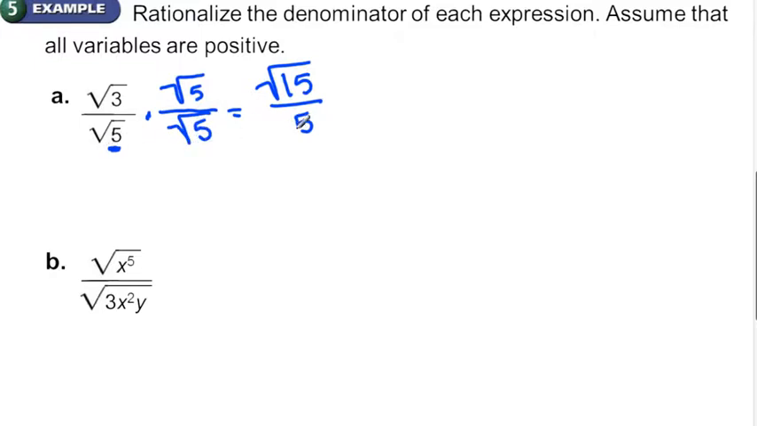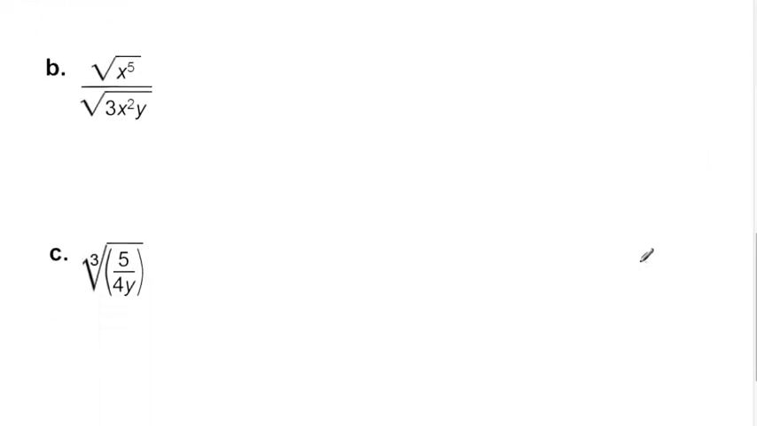Square root of 25 is 5. Easy peasy. All right, now let's take a look at B, which is a little bit more complex. We have x, square root of x to the 5th over square root of 3x squared y. Now, this guy right here is just screaming at me to be taken care of, right? But I've also got an x to the 5th up top.